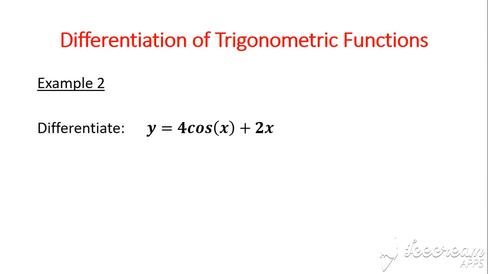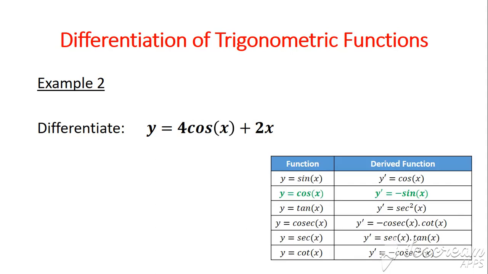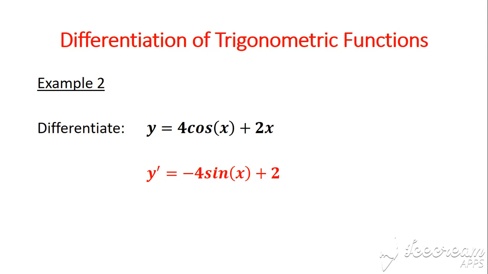Example 2, differentiate y is equal to 4 cosine x plus 2x. Well, looking at the table, the cosine function differentiates to the negative sine function. So y dash will become negative 4 sine x, because cosine differentiates to negative sine. Now we've just got the plus 2x to differentiate, and we remember a number by a letter differentiates to the number, so it just becomes plus 2.